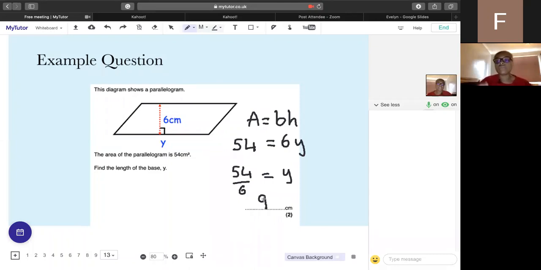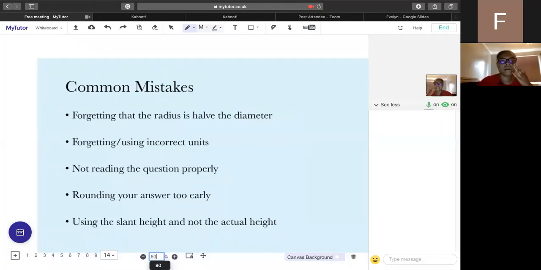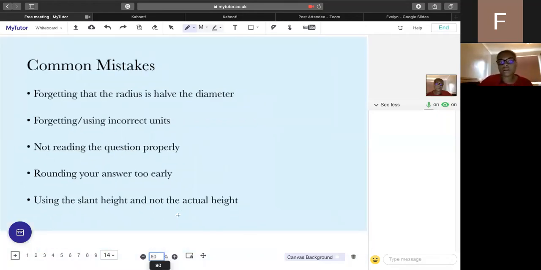Now, if you wanted to work in the opposite direction just to check it, 9 times 6 is 54. So y must be 9. So hopefully that sums up the different areas that you could have for more difficult 2D shapes. Let me quickly go through some common mistakes that students make, because maybe this might answer some of the questions that have been asked so far.